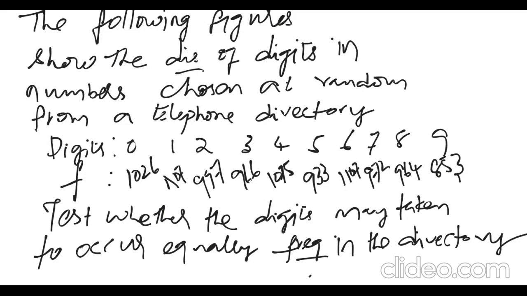Here the question asks: the following figure shows the distribution of digits in numbers chosen at random from a telephone directory. Digits and frequency are given here. We have to test whether the digits occur equally frequently in the directory.